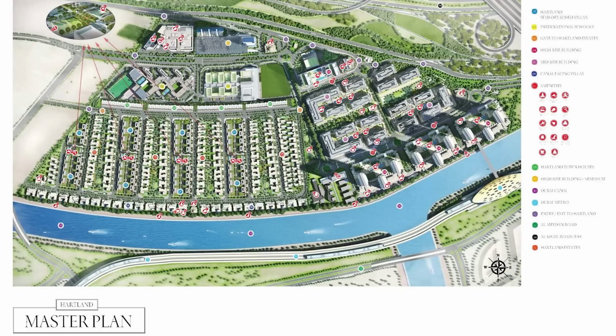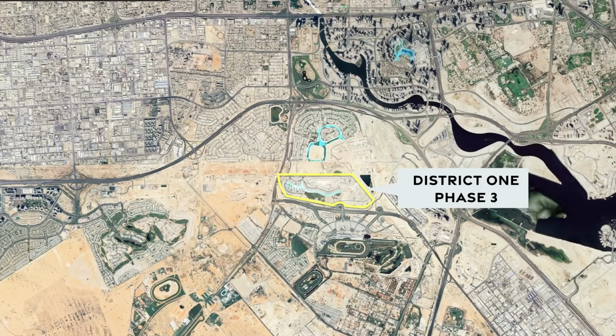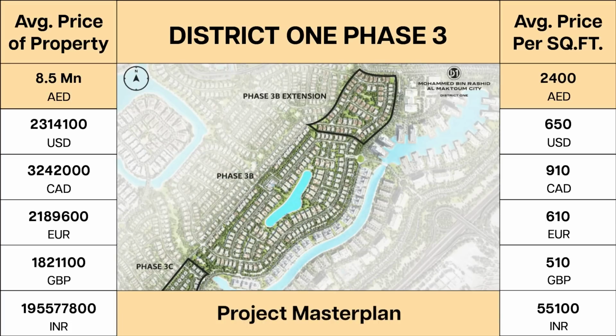A lot of the villa plots are also available for resale at an average of just 700 dirhams per square foot. District 1's Phase 3, which is this section of villas adjoining the District 1 residences, these villas come at an average of 2,400 dirhams per square foot. A majority of them are already ready.